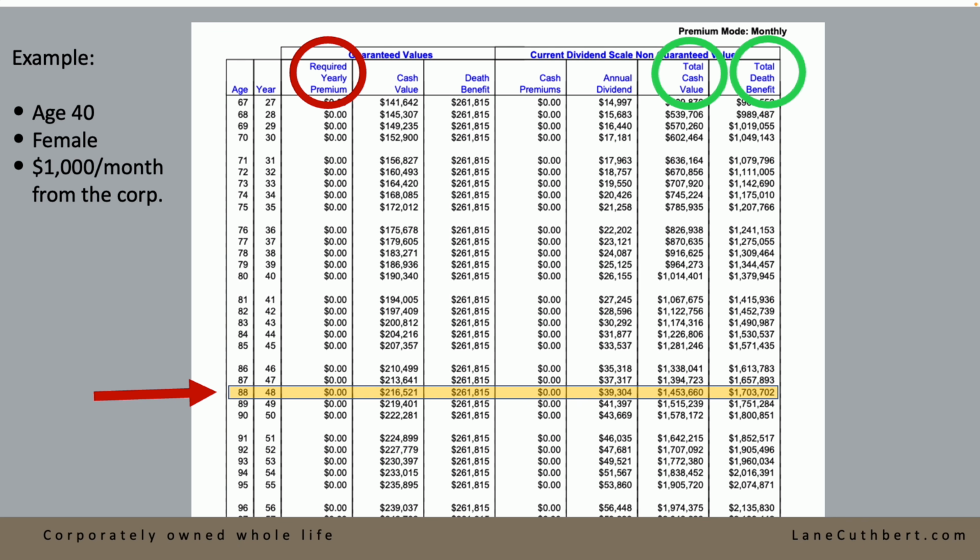And let's say that she timed her passing perfectly and spent 100% of the equity that was available in her policy. So say that she spent all $1.4 million of the tax-free available money. Well, that's okay, because when she passes away, there would be a $1.7 million death benefit that pays out. And that money would be paid to the corporation.